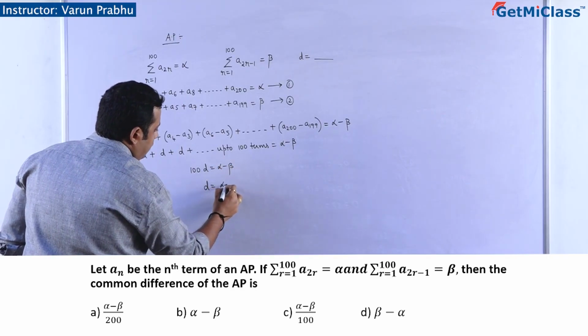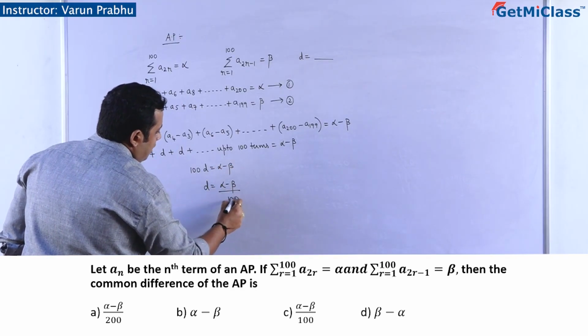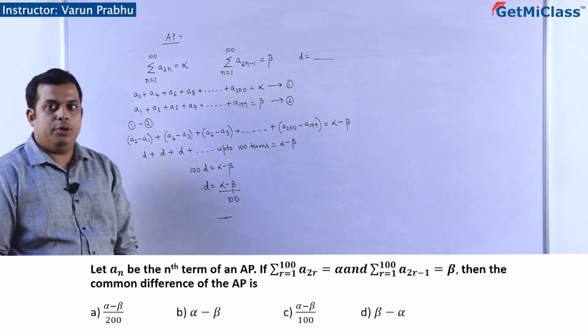So your value of d is equal to alpha minus beta divided by 100, which is the answer to the question. Important question, mark it.